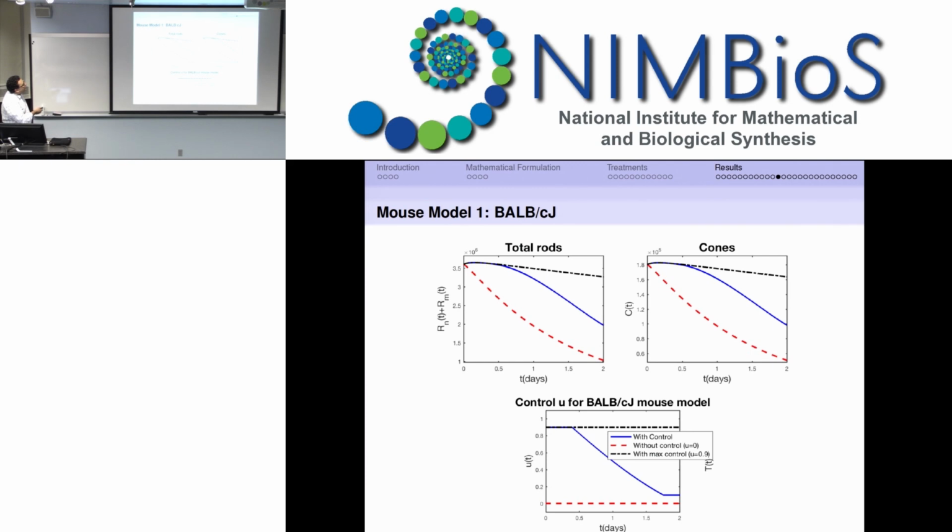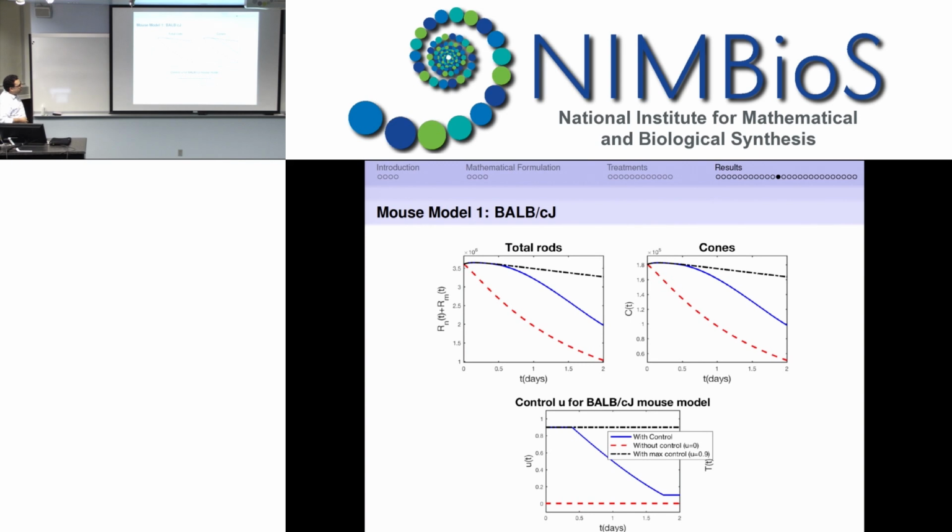For the first model, we look at the total rods, and we ran several numerical experiments. The dashed black curve corresponds to the solution if we had provided the maximum, the upper bound for the optimal control, over the entire time interval. The blue curve is the optimal control solution, and the red dashed curve is the one where no treatment has been administered. As you can see, if we provide this treatment at the maximum the entire time, the number of rods and cones is the highest. However, when we looked at the objective functional, which is what we were using to measure success, when evaluated at the solution obtained using the optimal control, it had a larger maximum than it did for this case and that case as well.